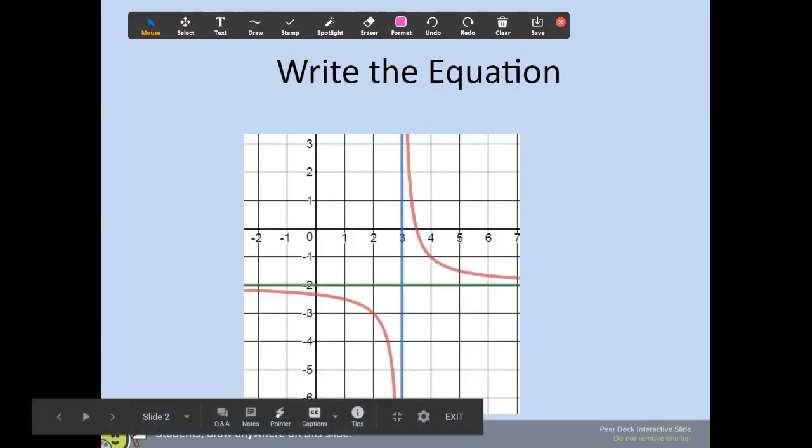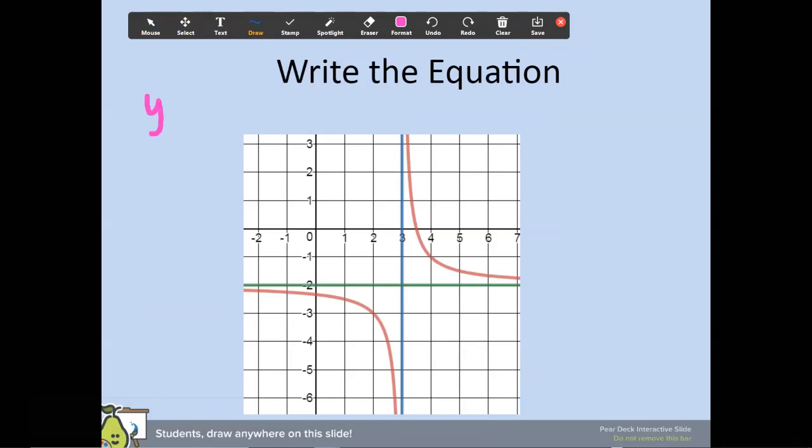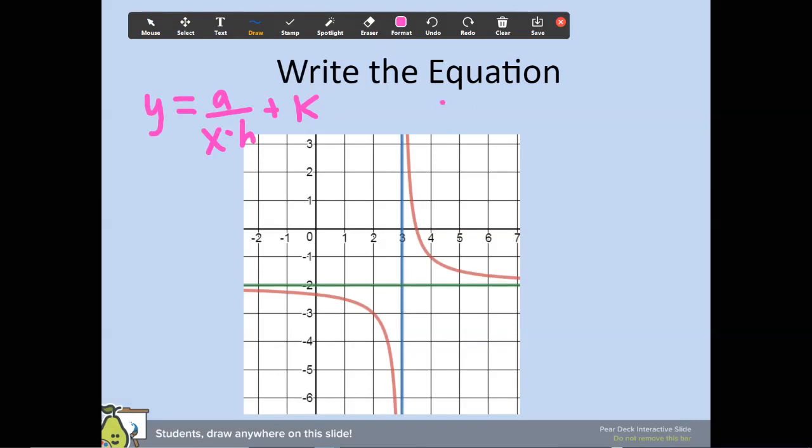So the very first problem, we wanted to write an equation for this graph. And this graph is an inverse function. So y is equal to a over x minus h plus k. Now, in this case, they did not say exact and they did not give us a point. So we can assume our a is 1. Okay, for this, so I'm going to write it as y is equal to 1 over x minus h plus k. And then I'm going to try to find my h and my k.